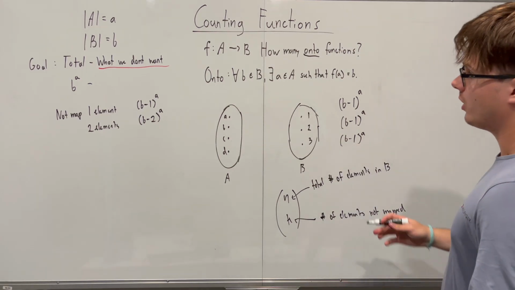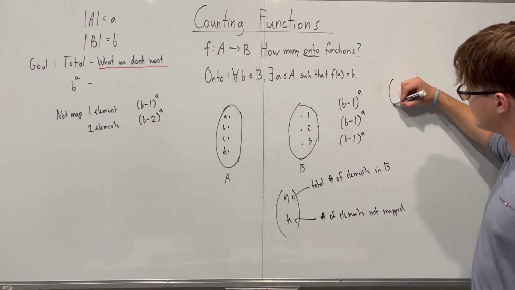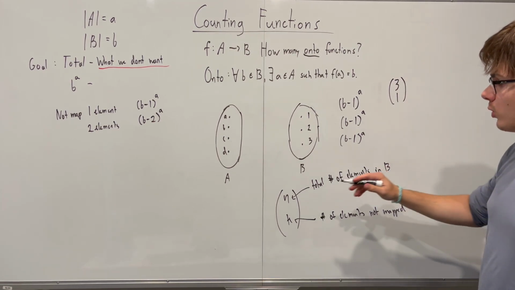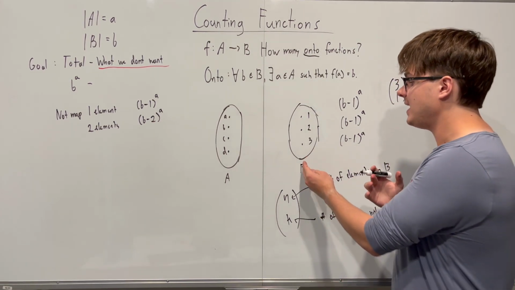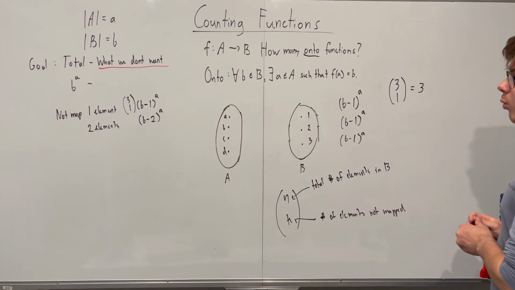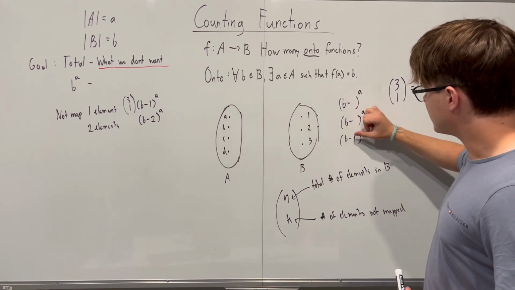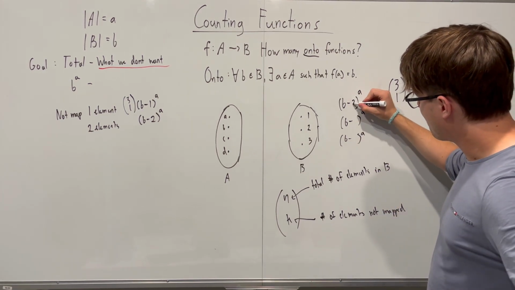So what do we find? Well, for the first case, we have 3 here, so it should be something like 3 choose 1. We're taking 3 elements in our B, and we're choosing one of them to not map something to. What about the case where we're going to be choosing 2? Well, that's going to be something like this, right?